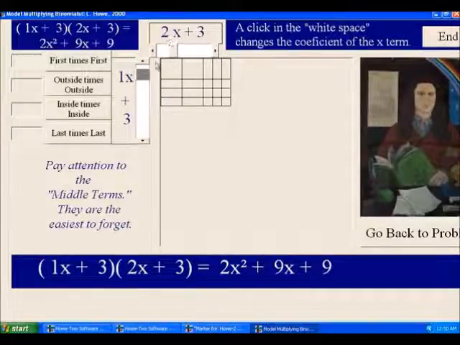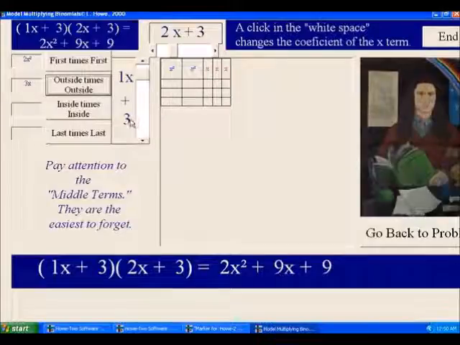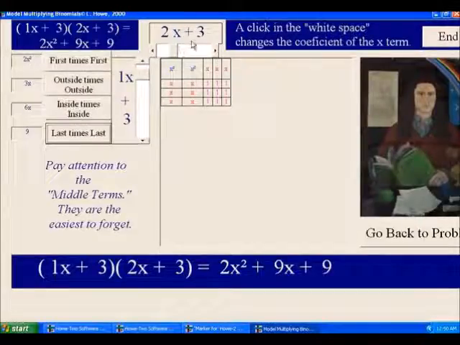1x times 2x would be 2x squared. And we'd see what happened there. We'd get an x squared times x squared. Then we have the outside. Let's see if I can think about that. The outside would be, I guess, this 9. Oh, outside times outside. I maybe have done that backwards. We multiply the 3 times the x, we get the 3x. Multiply the 3 times the 2x, we get the 6x. And last times last, we get the 9.